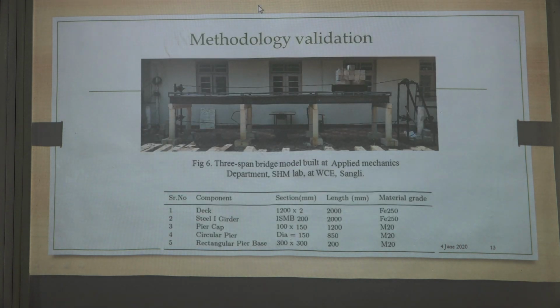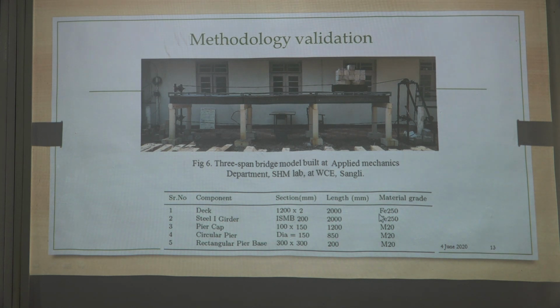So, this is the prototype that our students have developed at the Department of Applied Mechanics at Walchand College, Sangli. This prototype is constructed in our laboratory by students, and these are the descriptions of this prototype. It looks like a 3-span bridge. It consists of a deck which has dimensions of 12 mm, 12 mm is the width of the deck and 2 mm is the thickness. The 2000 mm is the width of one bay. So, like the 3 bays are there.